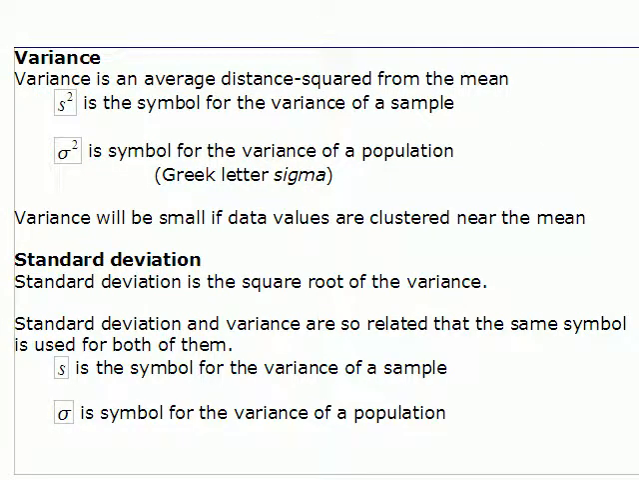Symbols for variance and standard deviation are the same. You use S squared for variance, S for standard deviation, because standard deviation is the square root of the variance. That's for a sample. For population, sigma is used. Okay, sigma squared for variance, sigma for standard deviation.